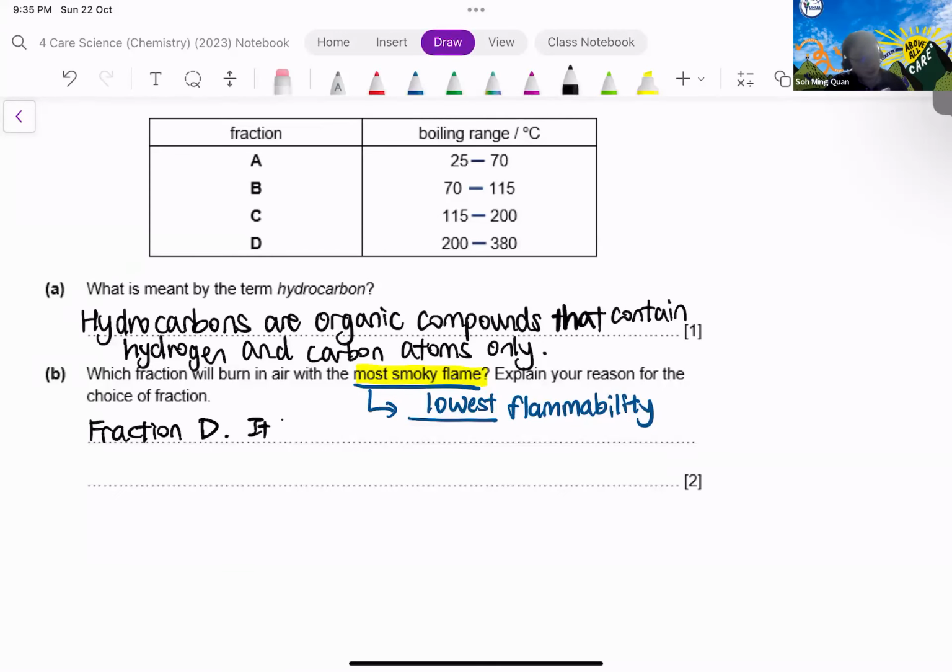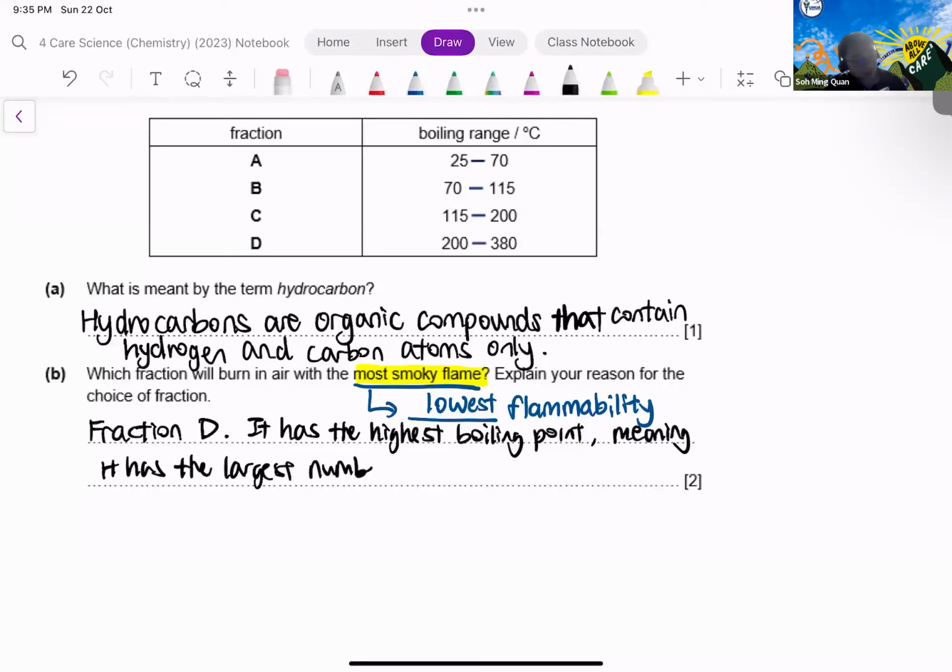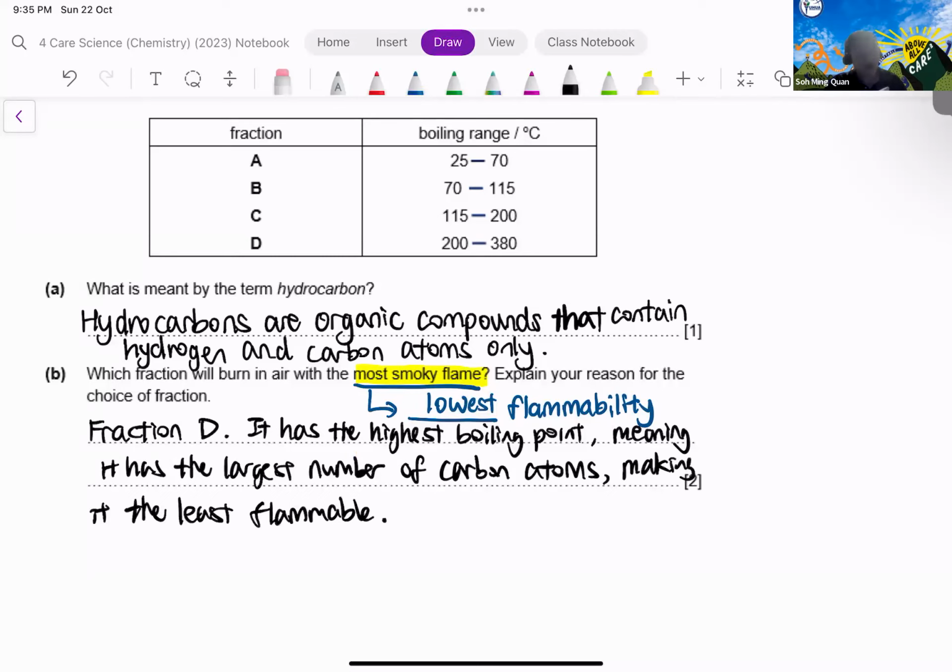Why? Because it has the highest boiling point, meaning it has the largest number of carbon atoms, making it the least flammable. Remember, for hydrocarbons, as the number of carbon atoms increases, the flammability decreases. So in this case, fraction D having the highest boiling point tells you that this has the largest number of carbon atoms, and therefore it is the least flammable. All right.